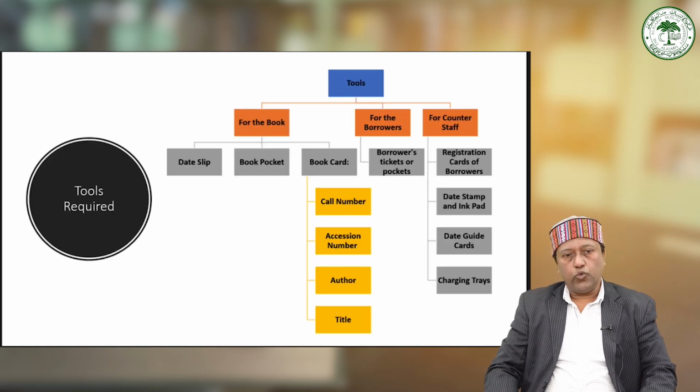So these are the tools which you will require if you want to execute the Browne system. You can see on the top, for the book there is a separate requirement, for the borrowers there is a separate requirement, and for the counter staff, anybody who is sitting at the circulation desk, the requirements are different. So all three requirements I have given here. For the book, you can see the due date slip is there and the book pocket is there. The book pocket, I told you, is basically meant to hold the book card.